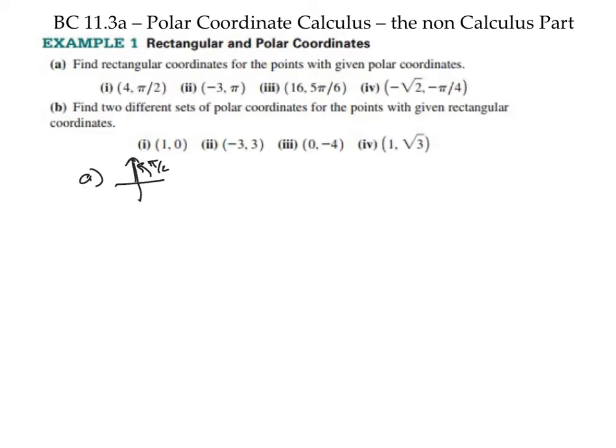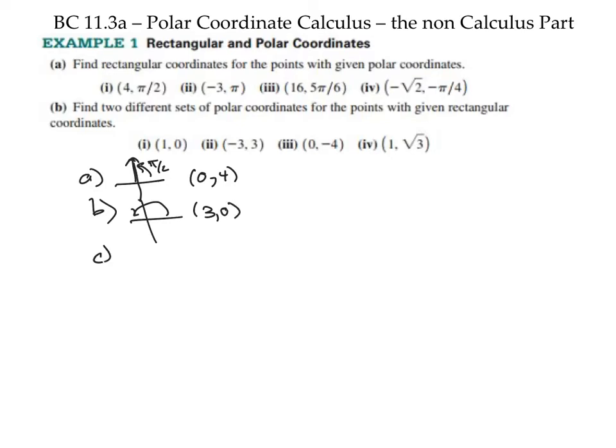So in A, the point 4, pi over 2 means at an angle of pi over 2, or 90 degrees, or straight up, go 4 units. So that's the point 0, 4. In B, at an angle of pi, go negative 3 units. So go backwards from 180 degrees, 3 units. So that's 3, 0.